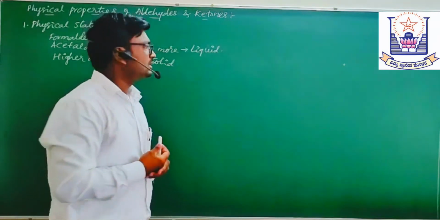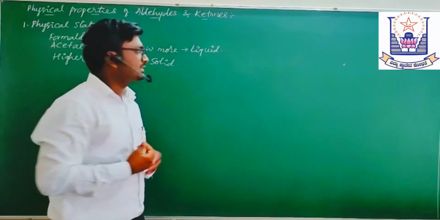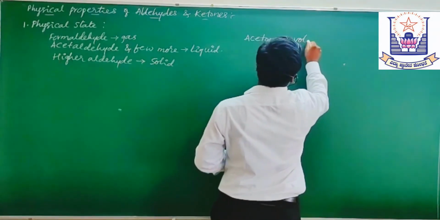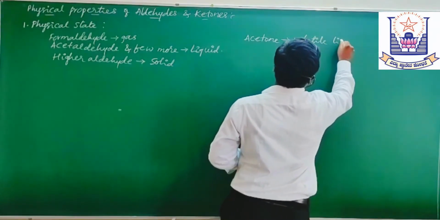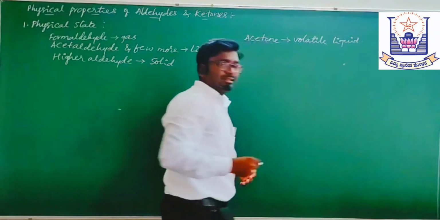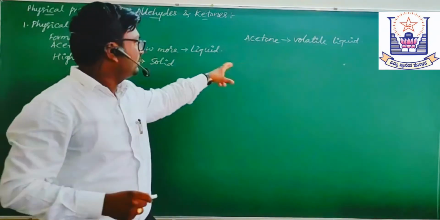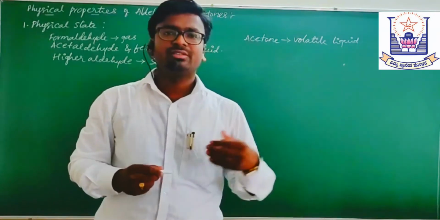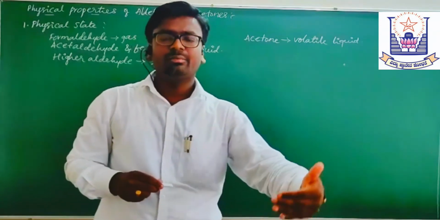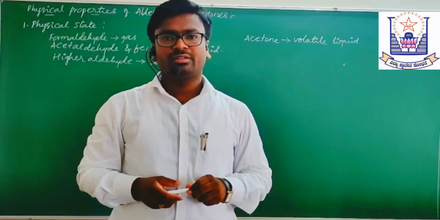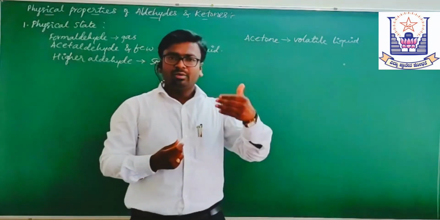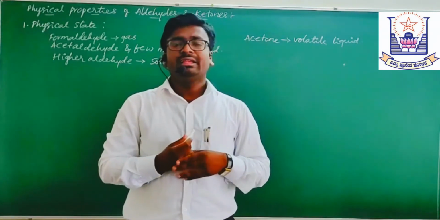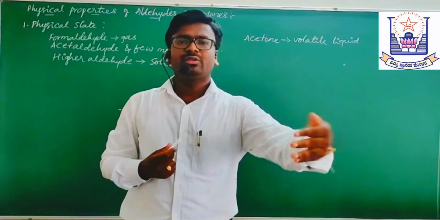Then what about the ketones? The first member of the ketones is acetone. Acetone is a volatile liquid at room temperature. The ketones start from 3 carbon atoms, therefore it is a liquid at room temperature, and higher members are stable liquids, and further higher members are solids at room temperature. So it is very simple: as the number of carbon atoms in the chain increases in the homologous series, the higher members make a transition from gaseous to liquid to solid state.